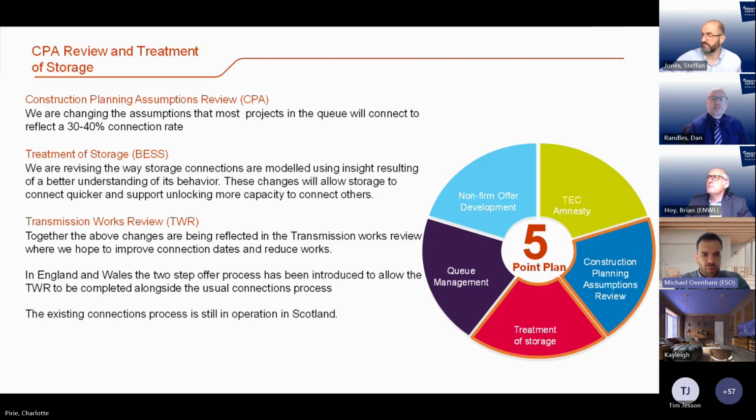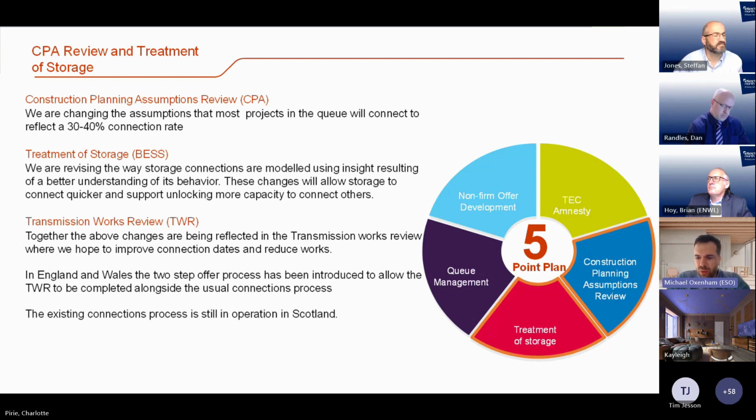Next area is on construction plan assumption review and treatment of storage. So as a considerable percentage of projects which are contracted don't go on to connect, and as historically we haven't modelled storage in a way which aligns with how it behaves in the market, through those two things we've undertaken something called the transmission works review, which is looking to restudy what is in the contracted background based on people who have expressed an interest to potentially advance, to see whether we can remove enabling works from those contracts and bring forward connection dates. So that piece of work's ongoing.